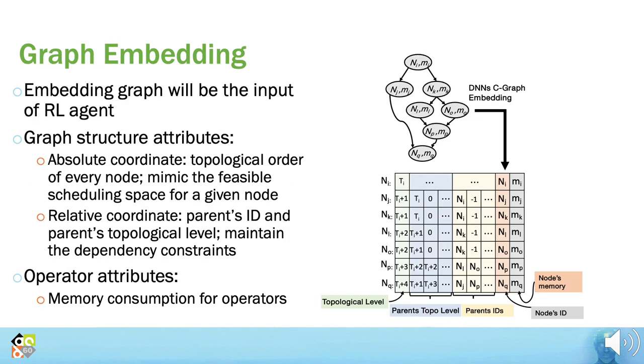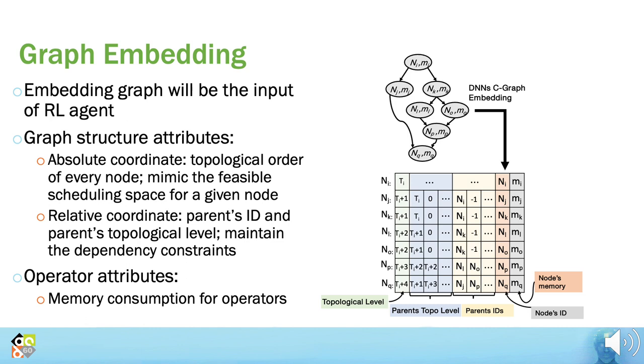In our process, the first step involves embedding the input model. Here, we focus on two key attributes: graph structure attributes and the operator attributes. Graph structure attributes consist of the absolute and the relative coordinates. Absolute coordinates register the topological order of every node, reflecting the viable scheduling space. To calculate those, we use an as-soon-as-possible policy. The relative coordinates contain the parent's ID and the parent's topological level. They are used to uphold the dependence constraint.